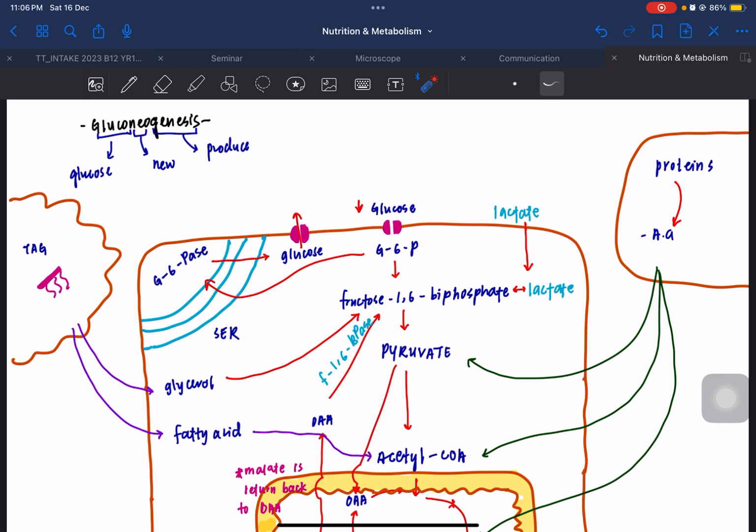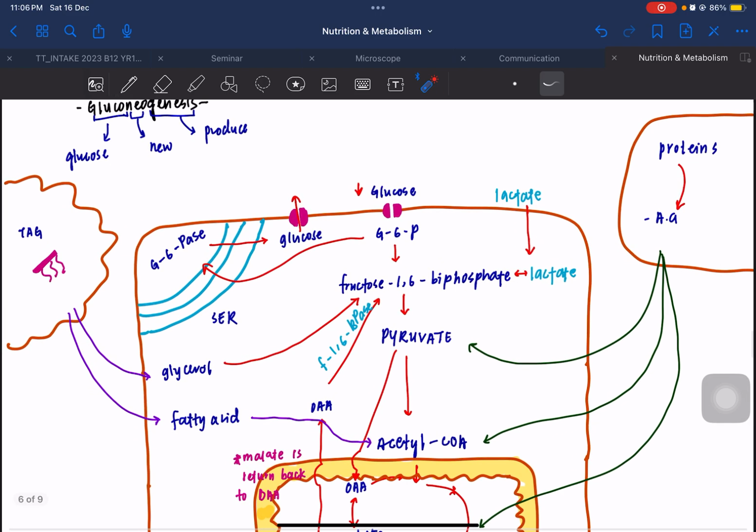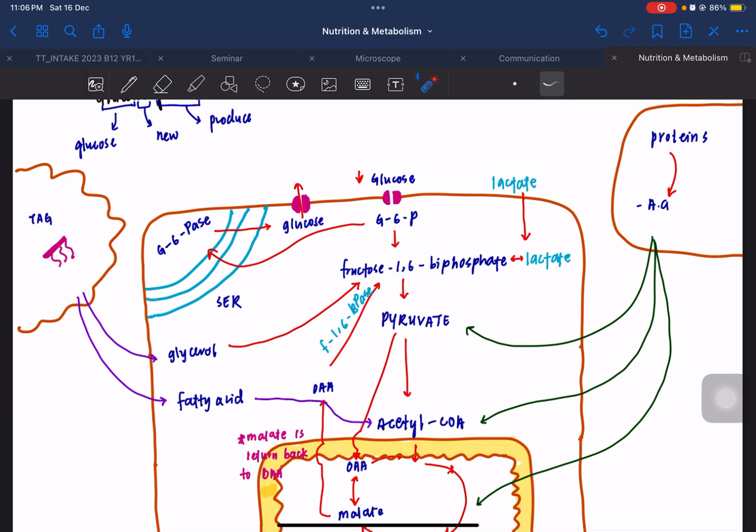So how is this process, which is the gluconeogenesis? So let's take a look first. Okay, kita nampak kepada sebelah kiri dulu. Sebelah kiri saya ada tulis TAG. What is TAG? Triacyl glyceride ataupun triglyceride. Alright, so this is in adipose tissue basically. Okay, this is our adipose tissue.